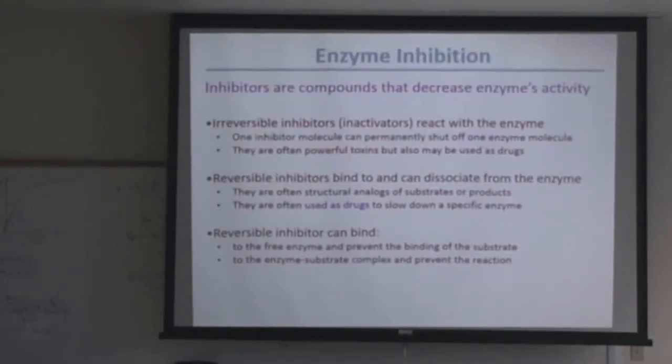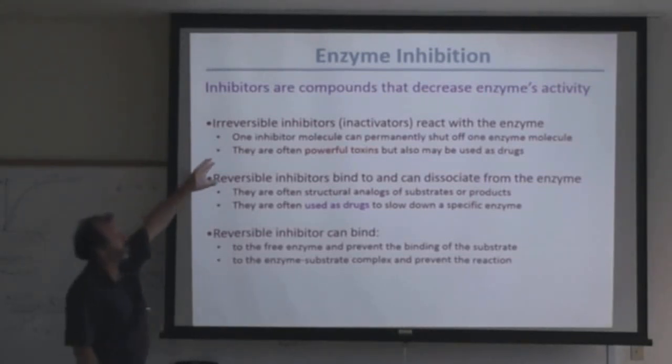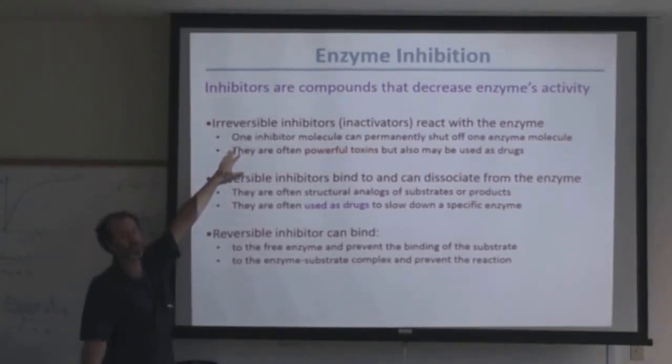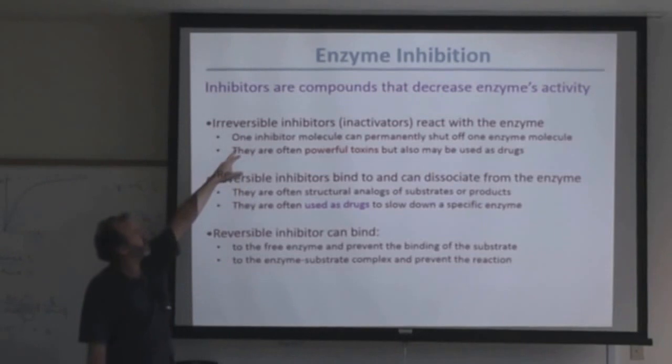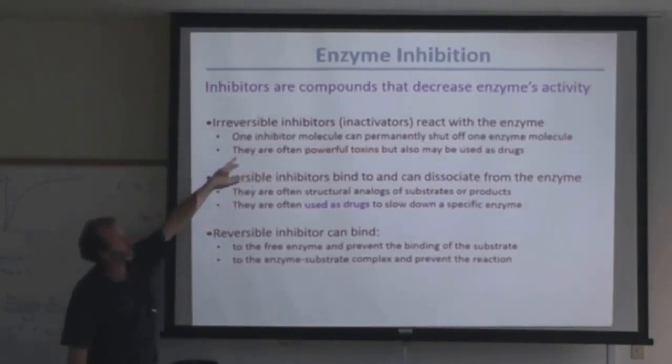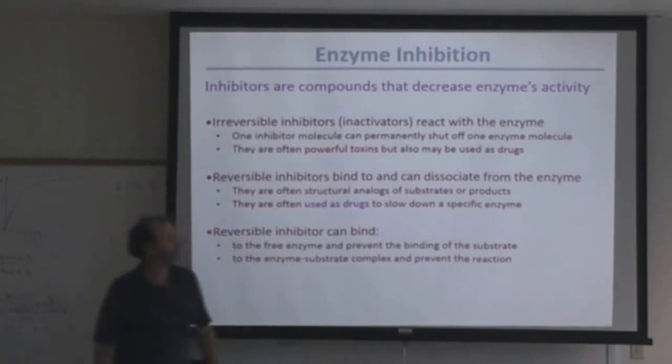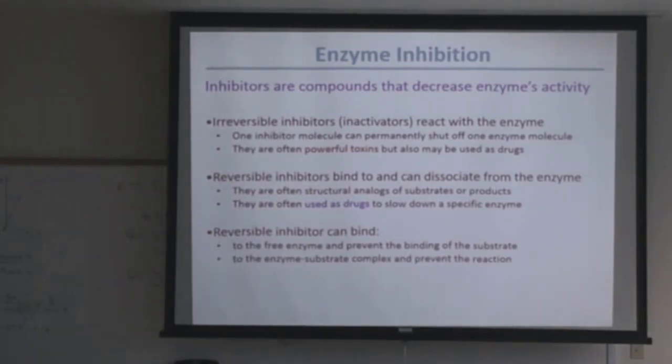So enzyme inhibition. Inhibitors are compounds that decrease the enzyme's activity. And there's a number of different classes. We have irreversible inhibitors or inactivators. They react with the enzyme itself. So they form a covalent bond typically. A lot of those, you've heard of suicide inhibition. One inhibitor molecule can permanently shut off one enzyme molecule. And they're powerful toxins, can also be used as drugs. So that's where the inhibitor itself reacts. It's involved typically, they're designed after the reaction mechanism, and they'll form a covalent bond with the enzyme, killing it for good.